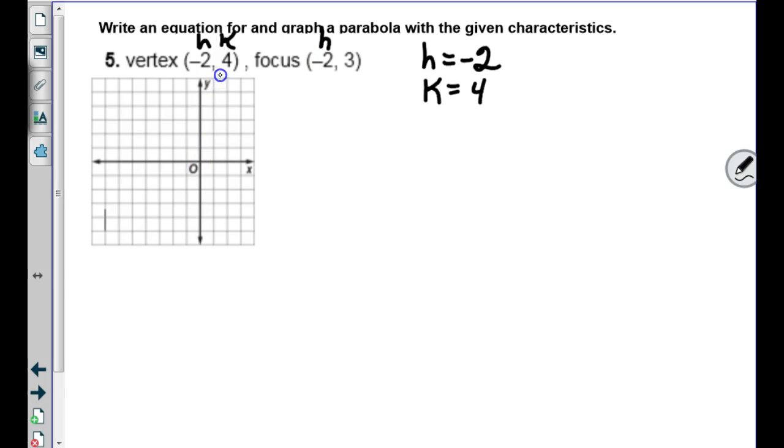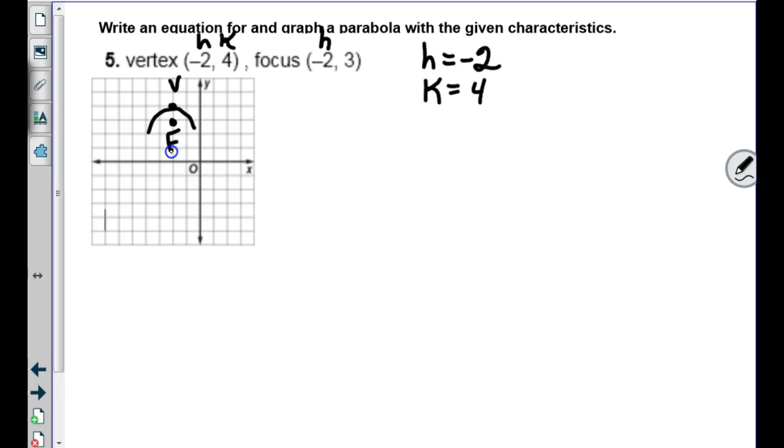I don't ever do it that way. I would have graphed it. I would have gone -2, +4 is the vertex. The focus is at -2, +3. So which way is it opening? Down. If this is the vertex and this is the focus, it's got to be opening this way, right? Because the focus is always inside.